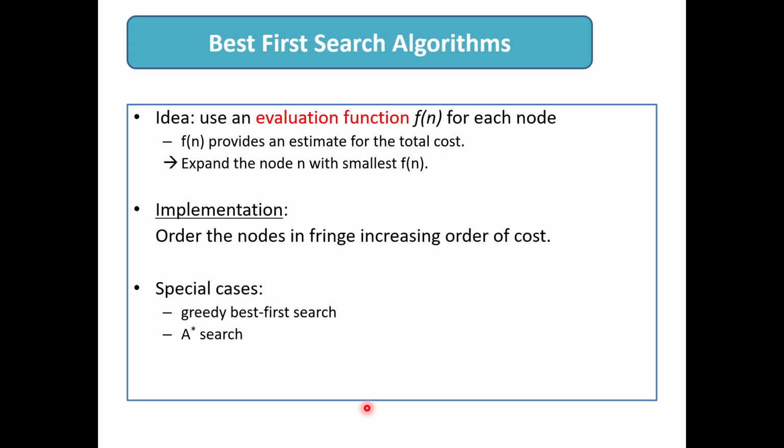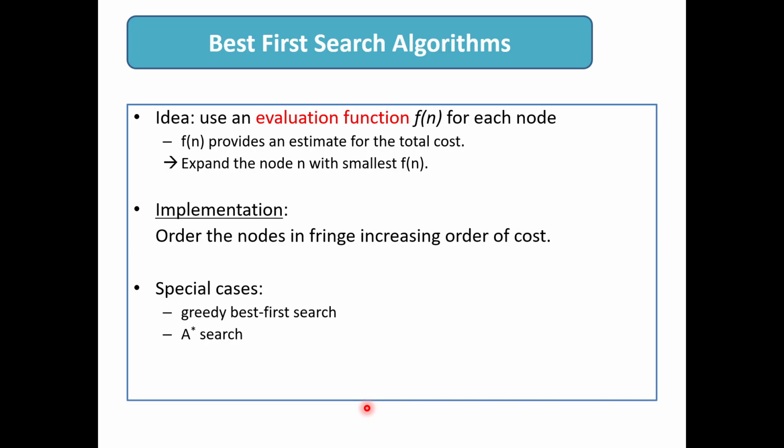One is the greedy best first search method and the A-star algorithm, which we are going to see here. In this case, we are going to use the evaluation function f of n. In greedy best first search, we use only f of n, and in A-star we use g of n along with that. The evaluation function f of n provides the estimation of total cost. That total cost will tell you whether it's the best solution or not.